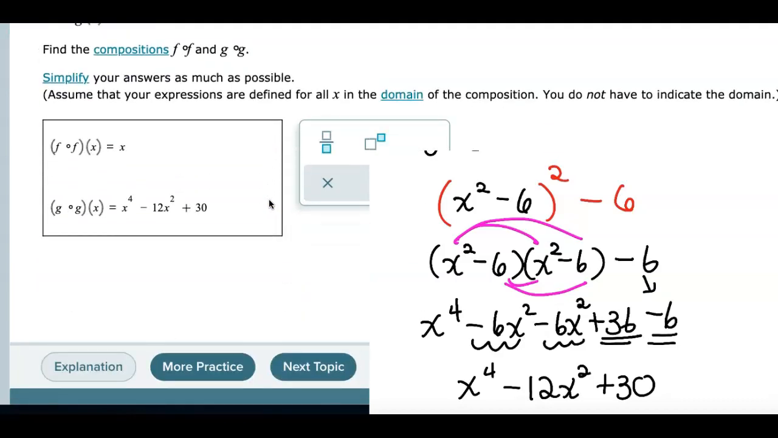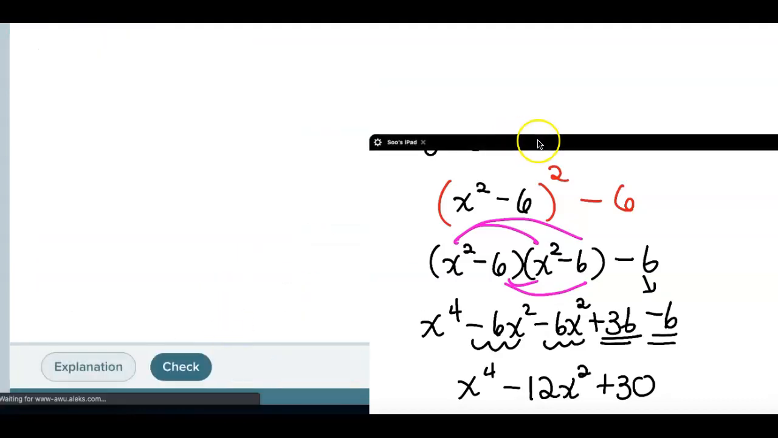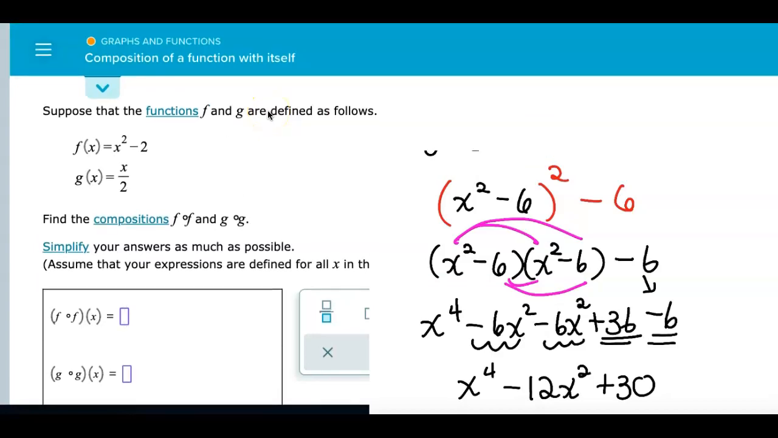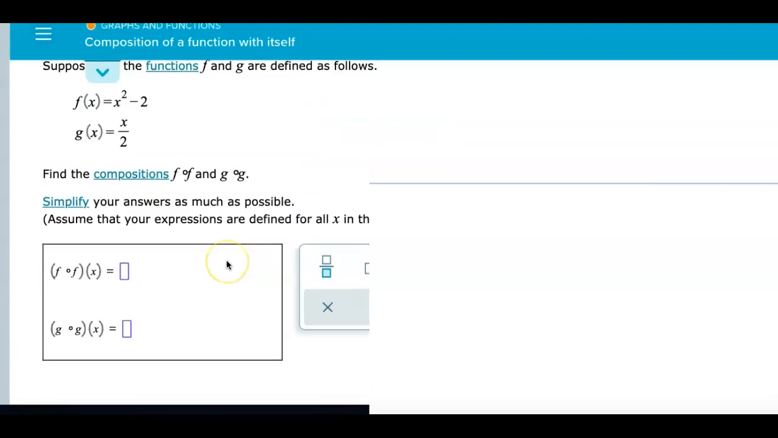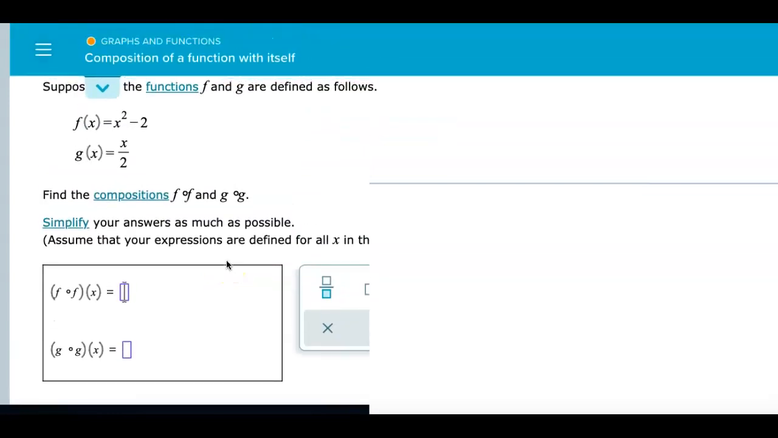But let's practice one more. Let's do one more problem together. I think they're very similar. All right, so first, f of x is a squaring function. I'll write that down. f of x is x squared minus 2.